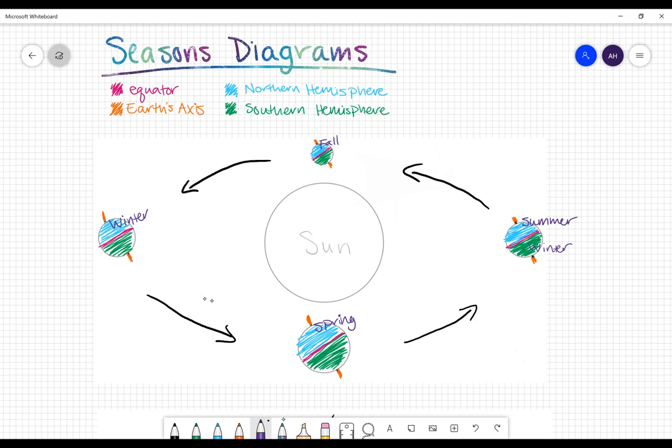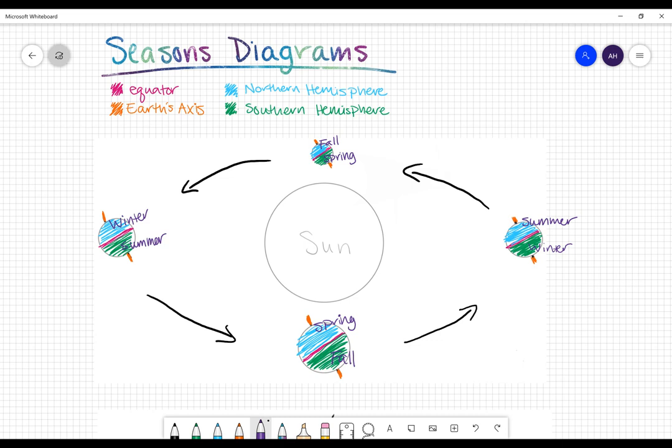And we can do the same thing we did with the Northern Hemisphere. We know the season after winter is going to be spring. And the season after spring is going to be summer. We also know that this Southern Hemisphere on this side is tilted towards the sun. So they're getting that direct sunlight. So we know that's got to be summer in the Southern Hemisphere. All right. And then the season after summer is fall. All right. And that's how you fill in that diagram.